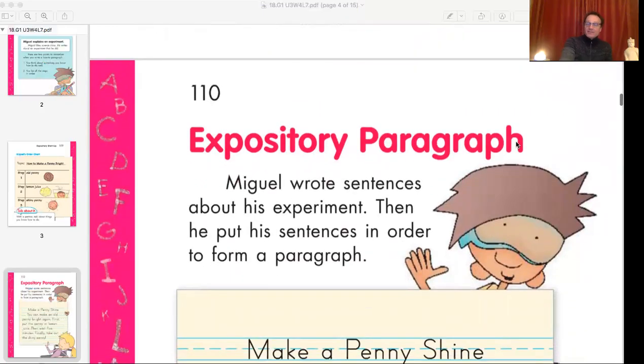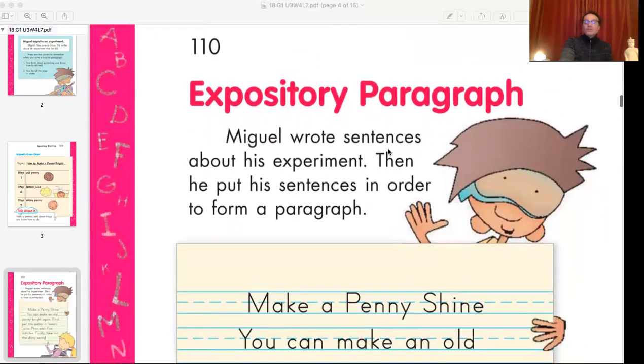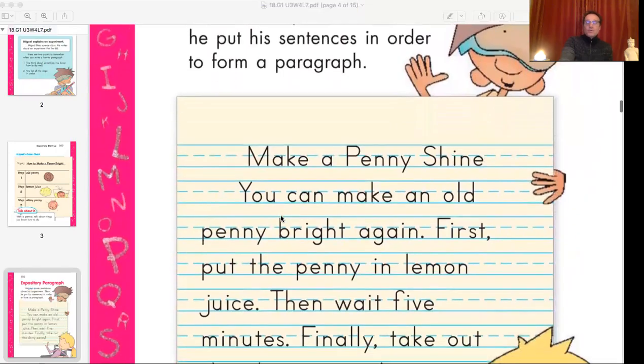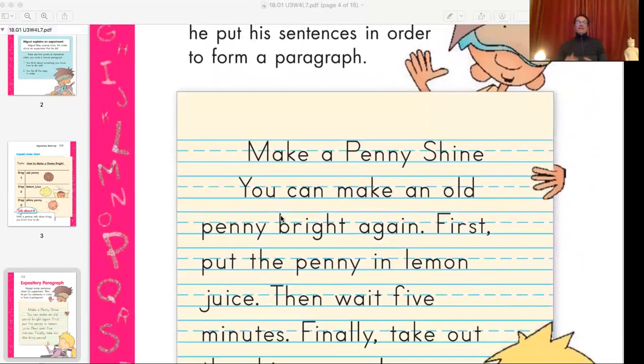Expository paragraph. Now we're going to write a paragraph. Miguel wrote sentences about his experiment, and then he put his sentences in order to form a paragraph. So we saw what Miguel had written, and I'd like you to also write in order the kind of things that you need to do. So why don't you stop the video right now and write down the order of things, and I will do the same. Let's get back together in just a moment. Stop it now.